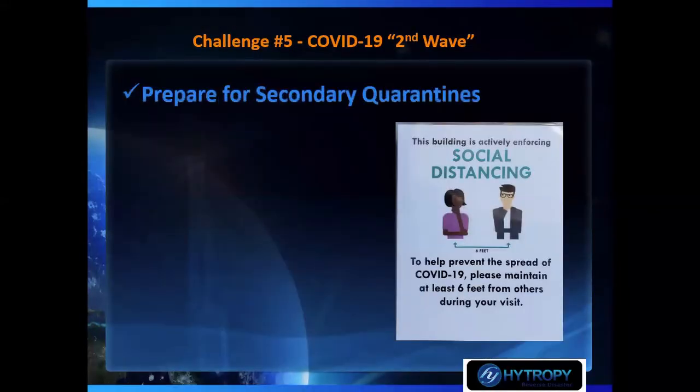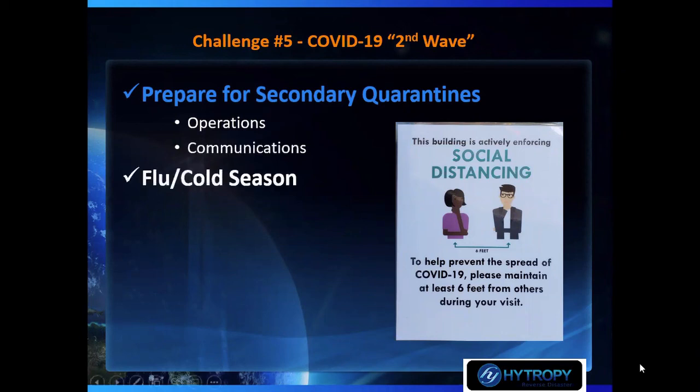And the last challenge, which is only going to be a couple of minutes, because you guys pretty much get where I'm going here. You have to prepare for secondary quarantines. You need to prepare your operations for that. You need to prepare for a massive flu and cold season, which means you need to be communicating with people very clearly. You need to communicate social distancing. You have to maintain a cleaning schedule. These are not things that you can skip. We are anticipating a moderate to bad flu season this year.